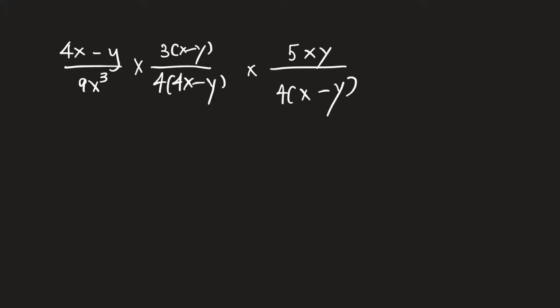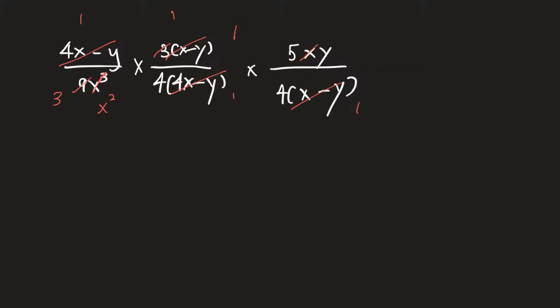Okay, look at what they have in common. So this time, for this one, 4 times x minus y, cancel this one. So you have 1 and x minus y here. And then 9 and 3, so you have 1 here and 3 here. And then you have x cubed. So this one becomes x squared, and this x disappears.